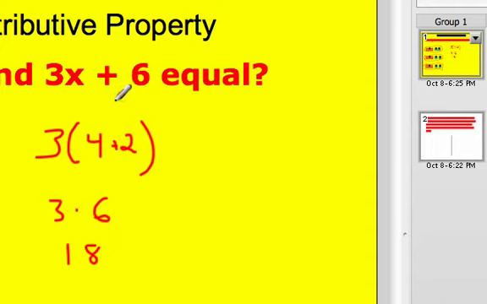Now if we do it for this expression right here, again we'd substitute 4 for x, so we'd have 3, and I'm going to use that raised dot again, times 4.